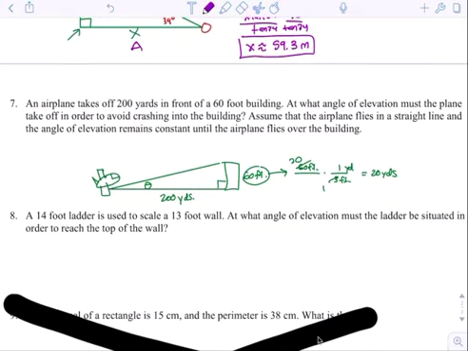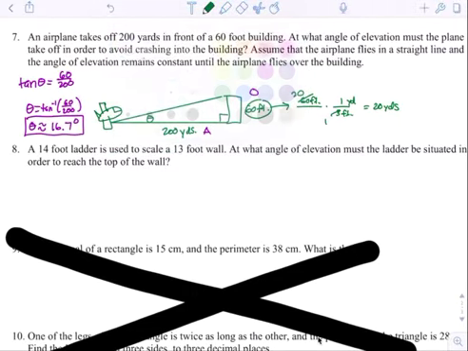So in the perspective of that angle, we got opposite and we got adjacent. So we're going to be using tan of theta is equal to 60 over 200. So to find theta, we just do tan inverse to both sides of 60 over 200. And theta is going to be roughly around 16.7 degrees.